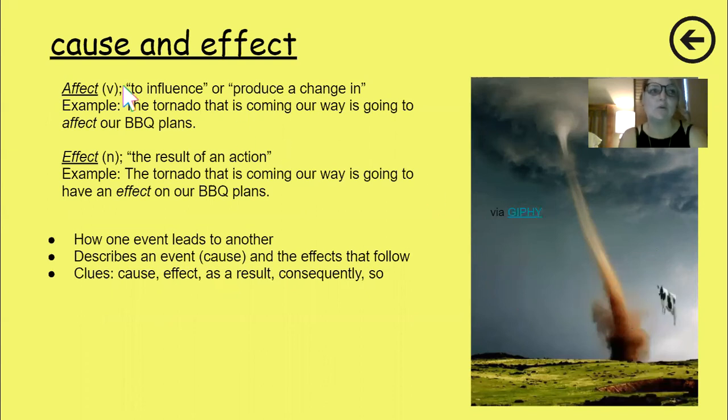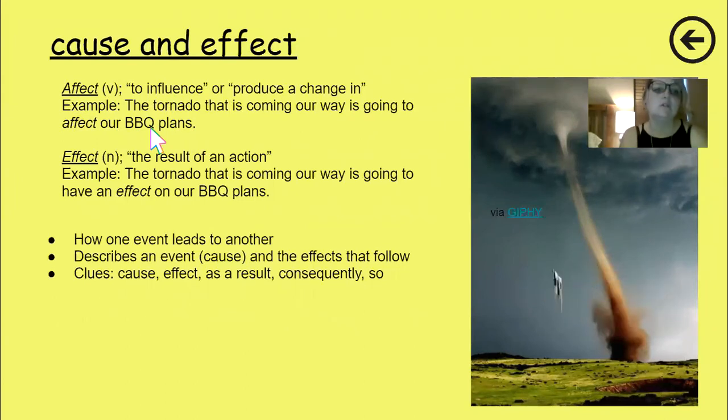So the first thing we're going to do is talk about the differences between affect and effect. Okay? So when you have an A in the word affect, we're talking about a verb. That's an action word. We're talking about to influence or produce a change in. It's something doing something to something else. So the example that I gave was the tornado that is coming our way is going to affect our barbecue plans. So that tornado is going to affect something, right?